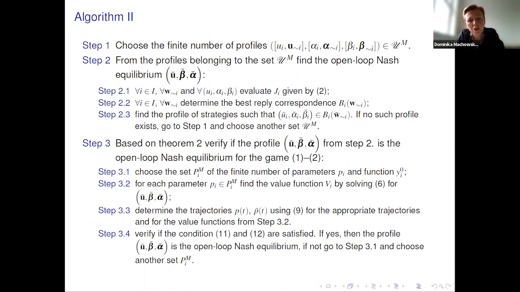How do we do it? First of all, we choose the set PIM. Of course, this is the set of a finite number of parameters PI, and we choose the function yi0.